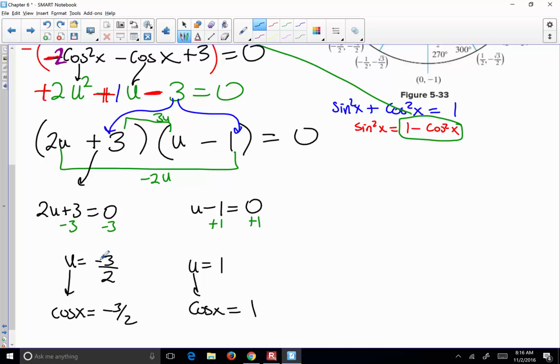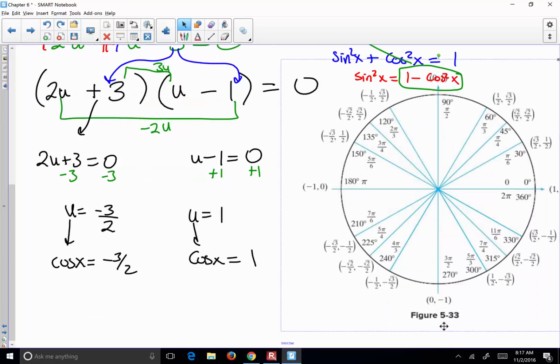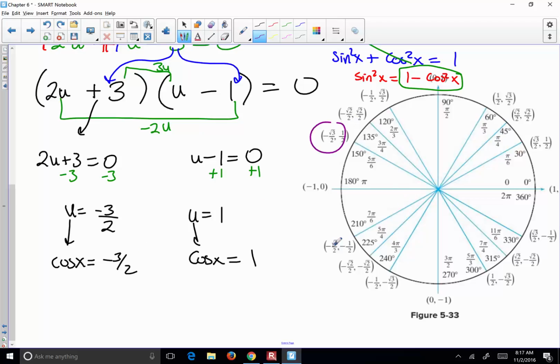We did. Now it's time to decide what angles, once entered into cosine, make it minus 3 halves. What other angles make cosine 1? And for this stage, I believe you need the wheel. Which points here have x coordinate as negative 3 halves? Which ones? Here and there. So I got two solutions: 5 pi over 6, 7 pi over 6.